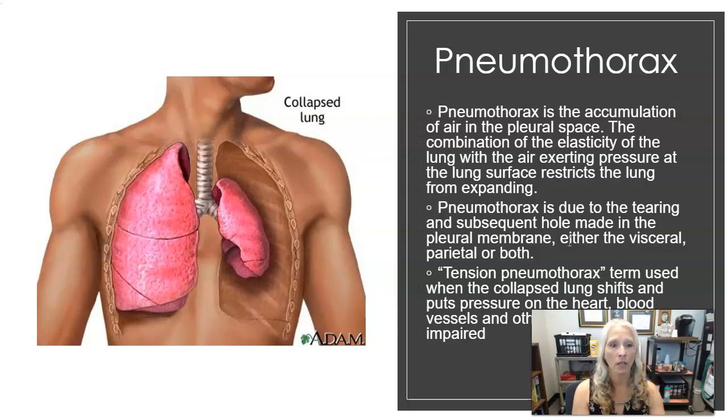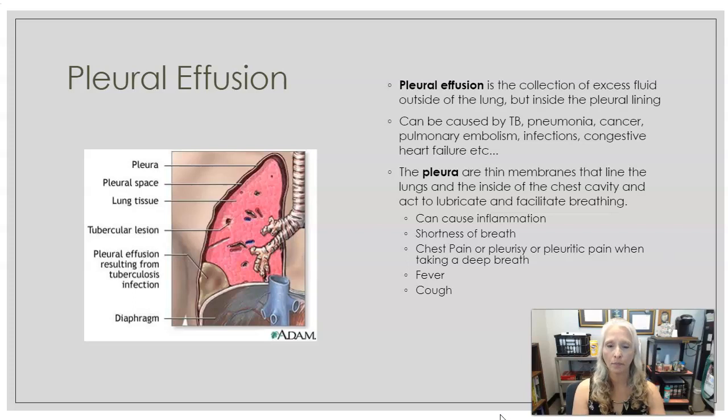So usually this occurs due to some kind of a traumatic event, a rib fracture that happens in the middle of a car accident or something like that. A tension pneumothorax is when the lung shifts and begins to put pressure on the other lung and/or the heart, and can become an emergency situation. Of course, a collapsed lung is an emergency situation anyway.